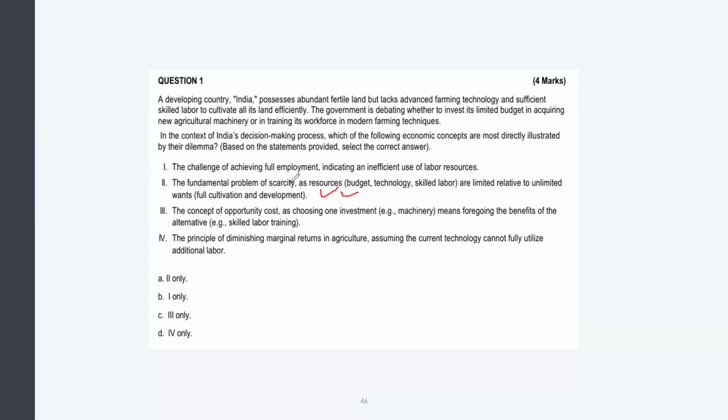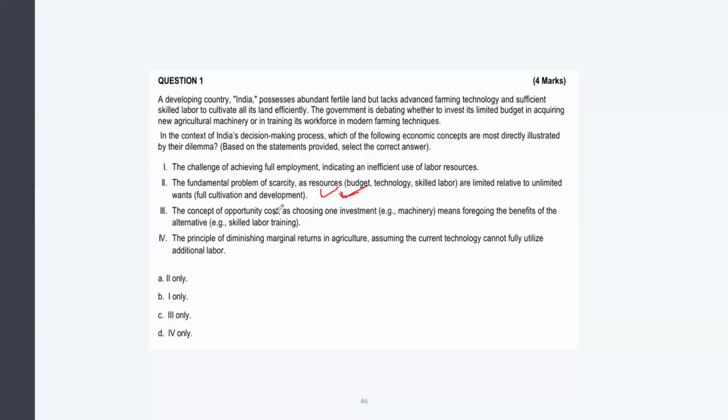Because we have scarcity, we have limitation in terms of our resources, our budget, our technology, and our labor. But we want everything. We want full cultivation, we want development, we want unlimited things. So this one sounds much more correct. Let's look at the other one.